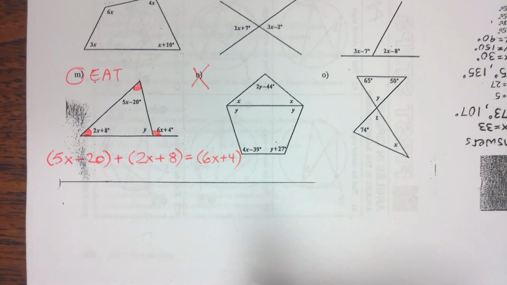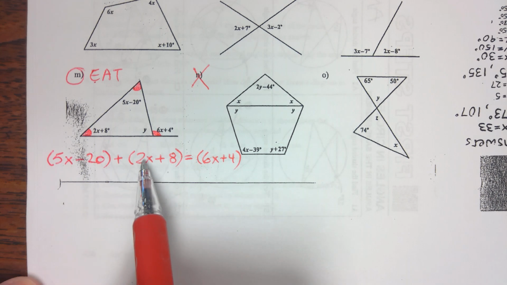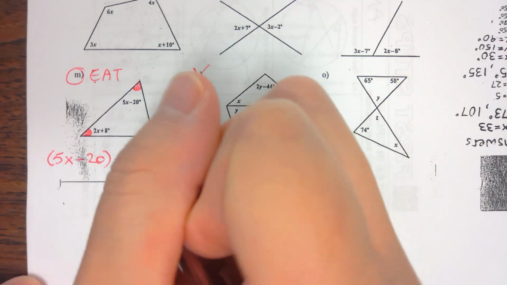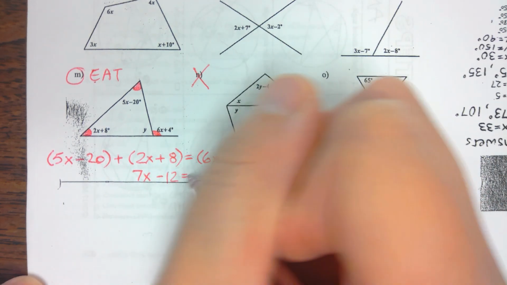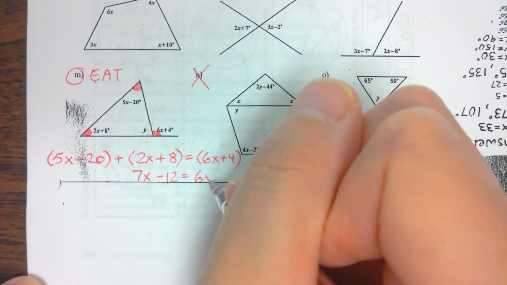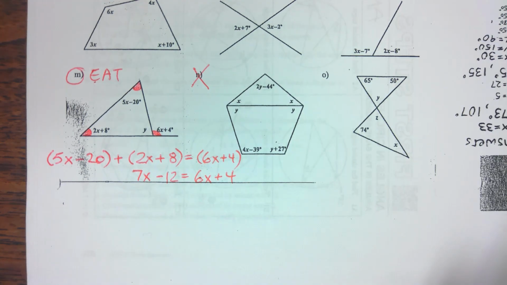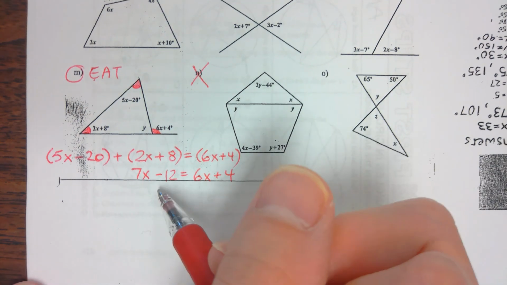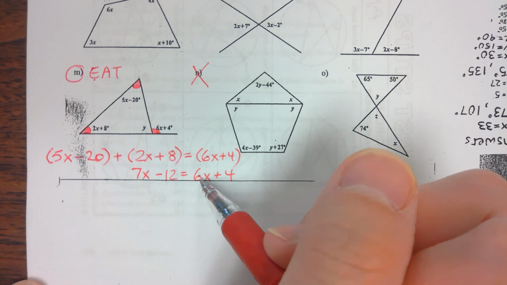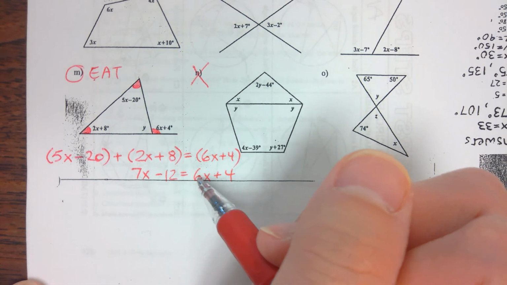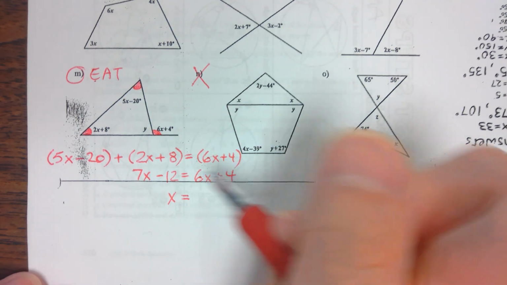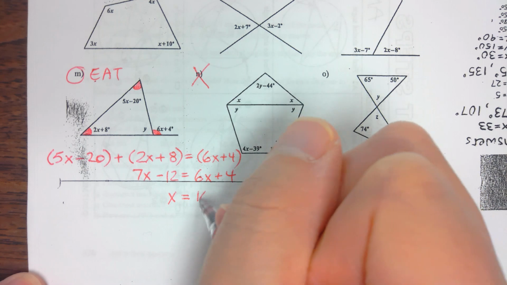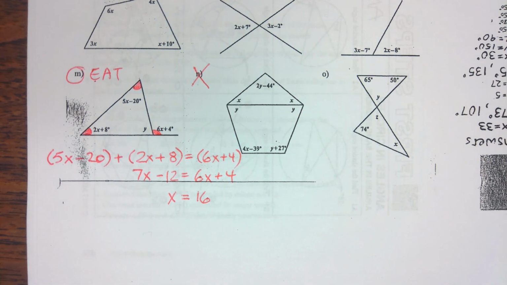Okay, so let's see, how did we get 16? 5x plus 2x, you get 7x. Negative 20 plus 8, you get negative 12. Here, I'm just copying it down. I'm dropping the brackets. Then move letters to the left, numbers to the right. Don't forget to change sign. So 7x minus 6x, you get just x. 4 plus 12, you get 16.